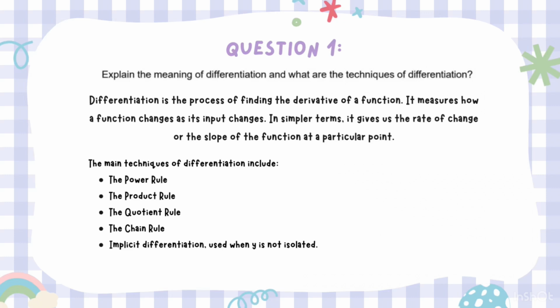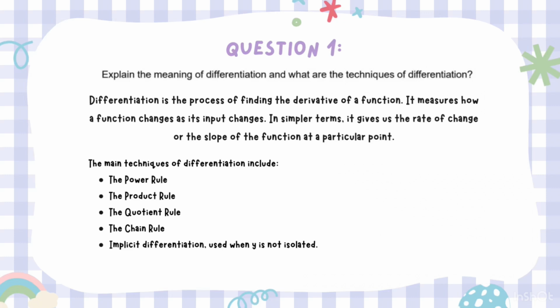The third one is quotient rule. The formula for quotient rule is: if y equal to u over v, then dy over dx equal to v u prime minus uv prime over v squared. Use this one when a function is divided by another.